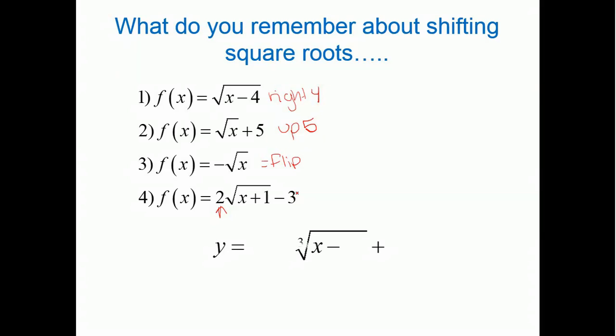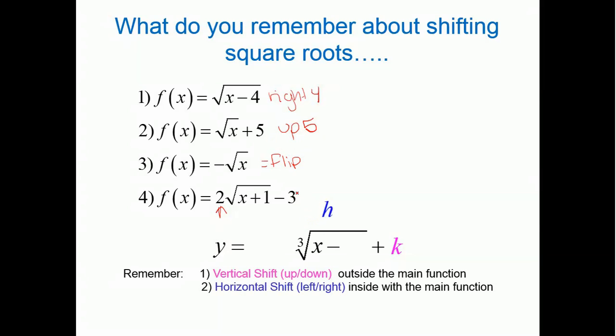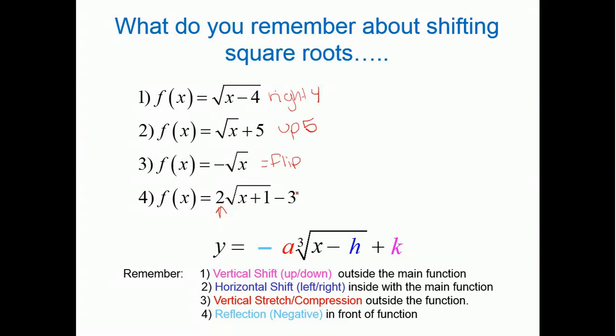Same thing is going to come out with a cube root graph. So if I have something on the outside, it's going to move it up or down. Something on the inside is going to move you left or right, and it's going to be opposite, like normal, when you think about it. So if it's a plus, it's going to move you left, and if it's a negative, you're going to move right. If you're going to have something outside that's going to vertically stretch or compress your graph, so that's like our slope. And then the negative is going to reflect you across the x-axis, or basically flip it.